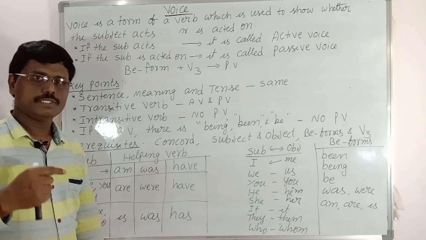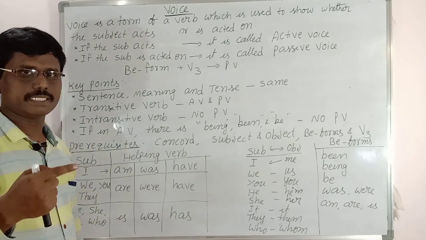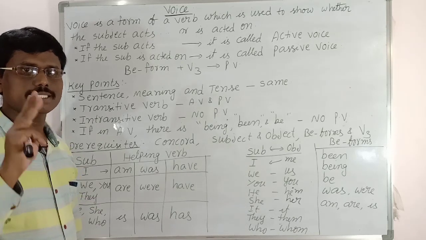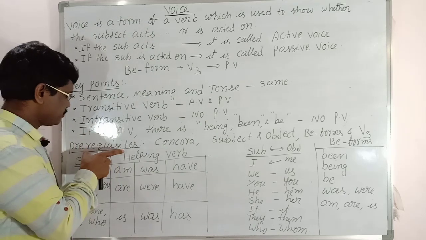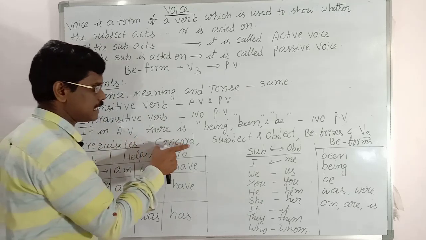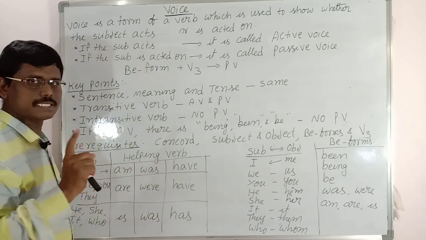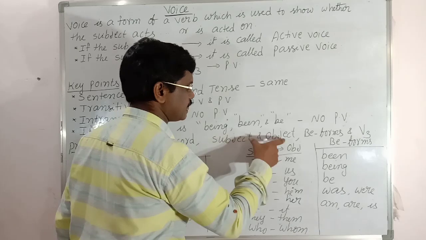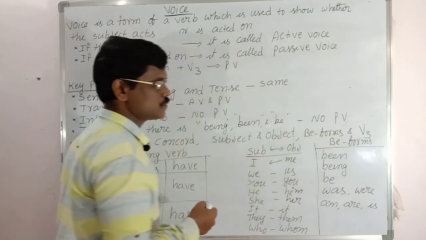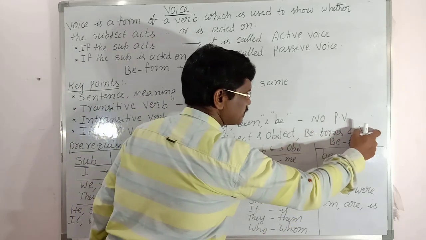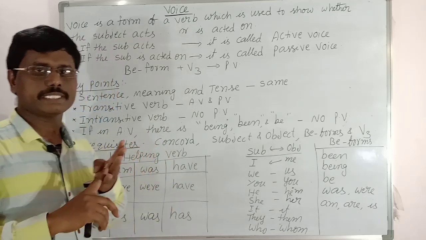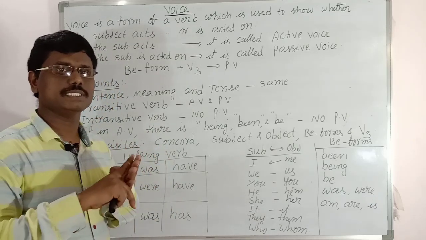Friends, when you want to change the given sentence from active voice into passive voice, you should know three things. Those are prerequisites, meaning you should know them. First one is concord. Second one, subject and object. Next one, be forms, and verb 3 forms, the past participle form of the verb. These four things you should have command over.